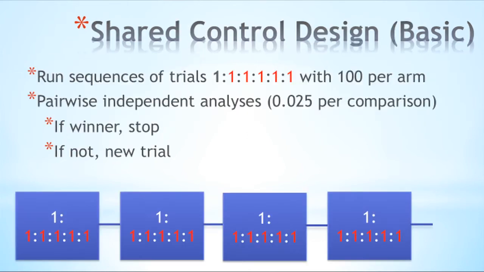Okay, so what is the alternative to silo trial after silo trial? We are going to first do a shared control design. It's a very basic platform trial where we're going to run a sequence of trials that have shared control. So we're going to pull 5 of the experimental agents out of the universe, stick them into a trial and compare to placebo. We're going to do pairwise independent tests. I want to mirror what we did in the old process: 2.5% type 1 error for each one of those.